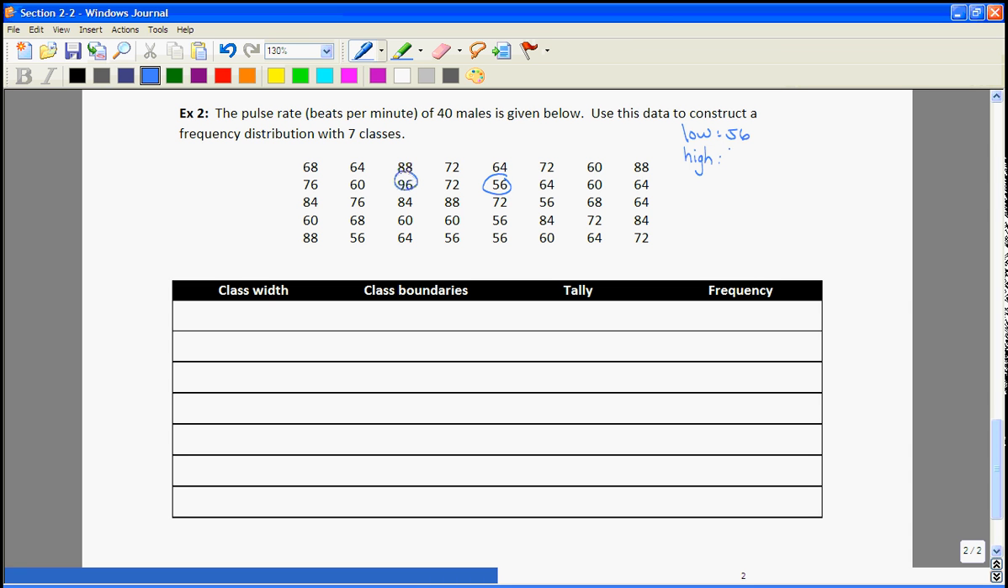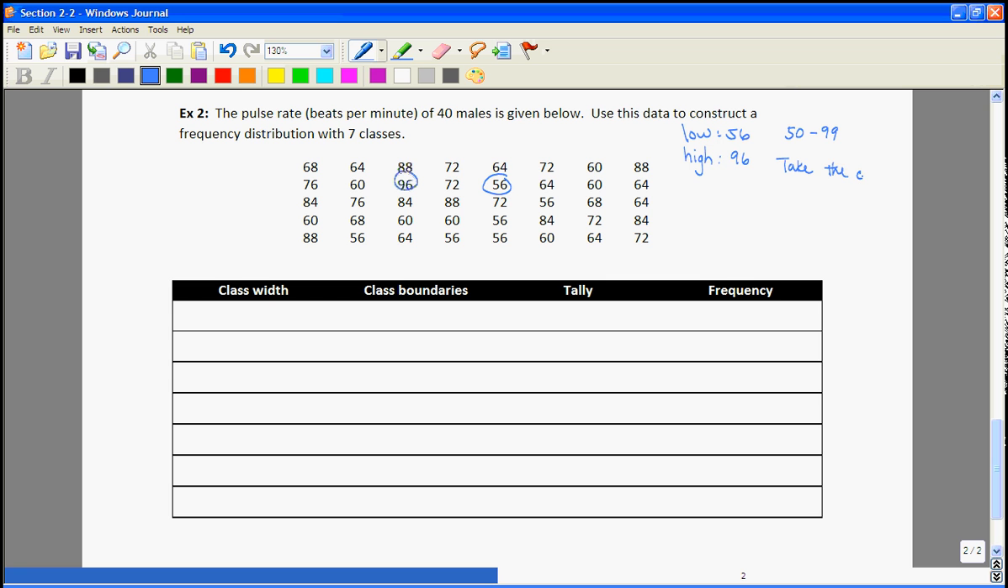And this part's kind of a little bit of a style or personal preference thing. We could go, not 99, but 96. We could go exactly with 56 and 96 rather. But usually it's a good idea to be a little bit wider than what your actual data is. So I'm going to go from 50, so a little bit before 56, and up to 99, a little bit after 96.